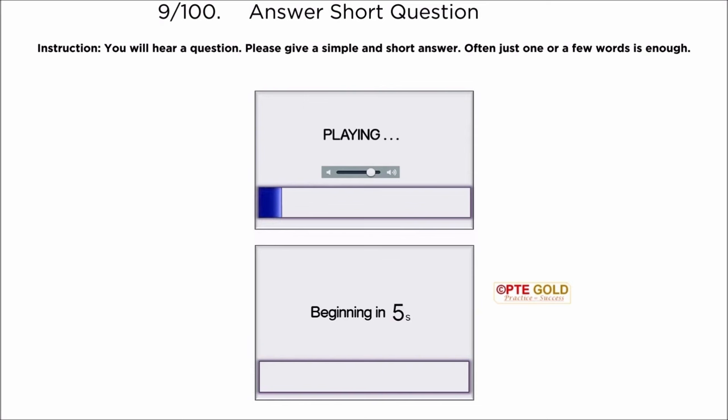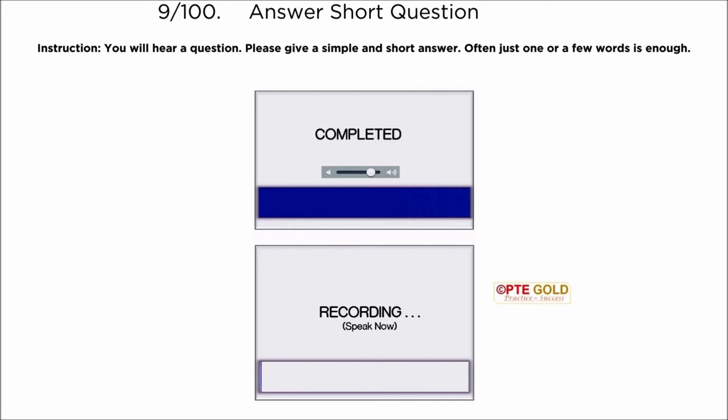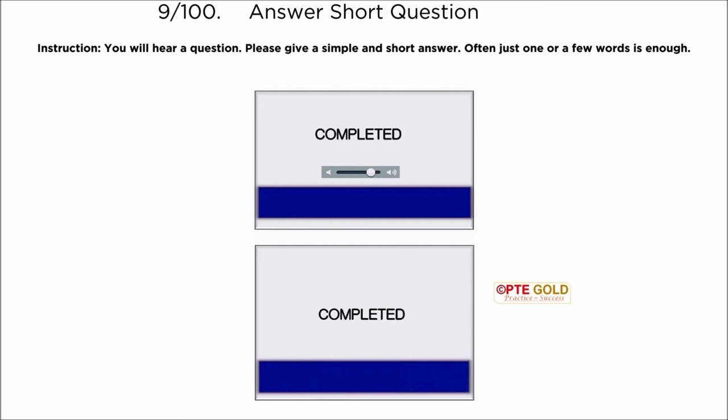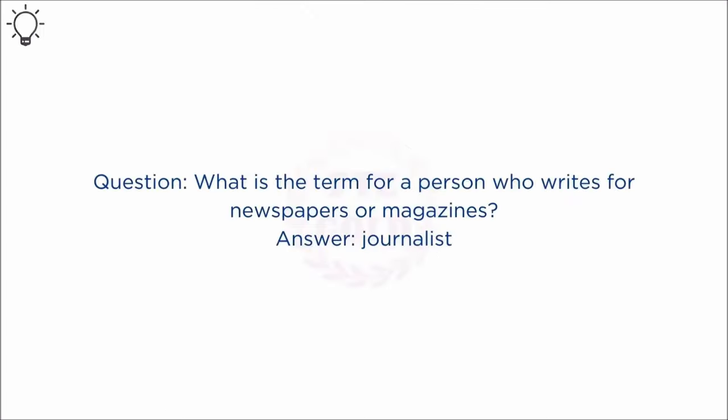What is the term for a person who writes for newspapers or magazines? Journalist.